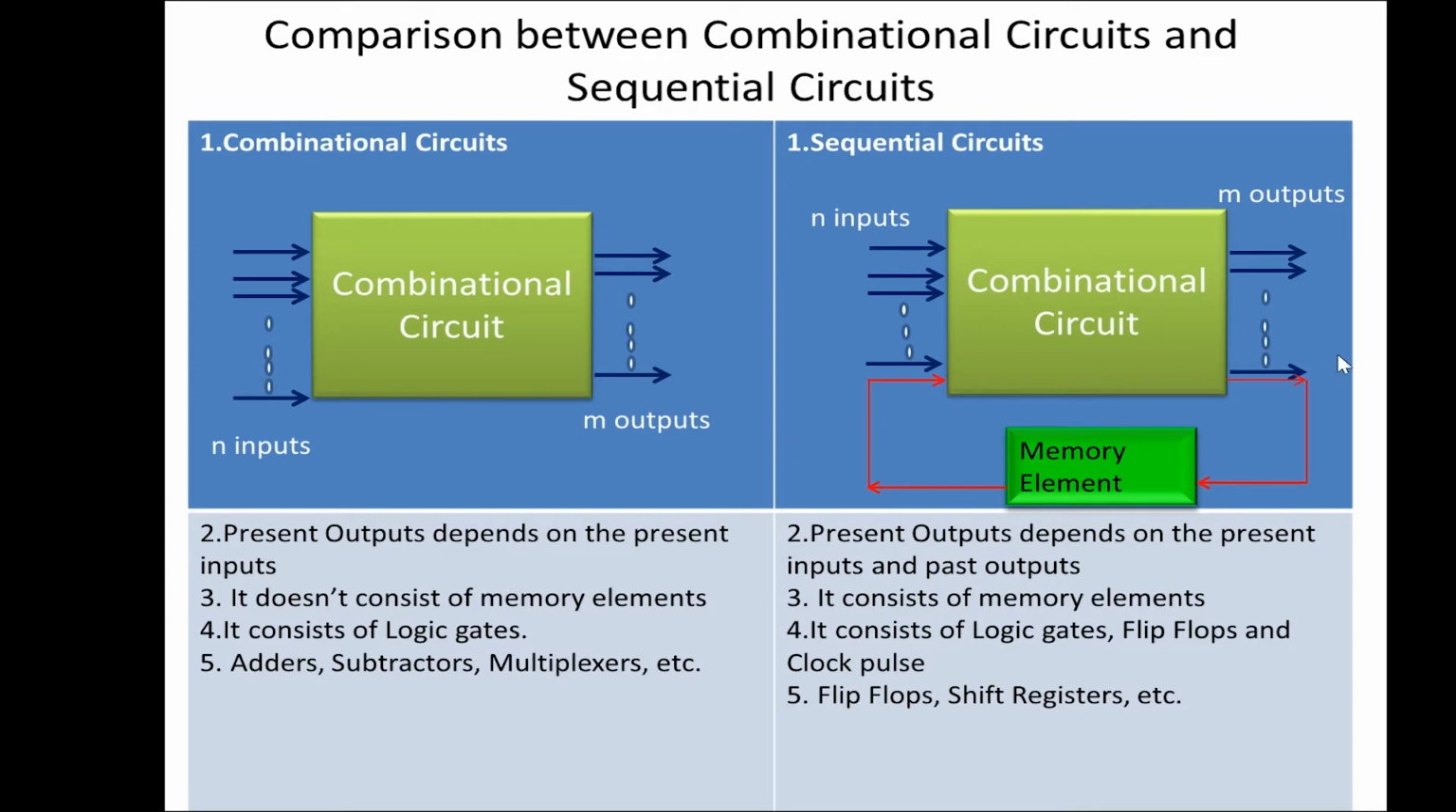Whereas in a sequential circuit, the outputs depend on the present inputs and also on the previous outputs, because it consists of memory elements and there is a feedback path from the output to the input. Hence the outputs depend not only on the present inputs but also on the previous outputs in sequential logic circuits. Examples for combinational logic circuits are adders, subtractors, multiplexers, etc. In sequential logic circuits, examples are flip-flops, shift registers, etc.